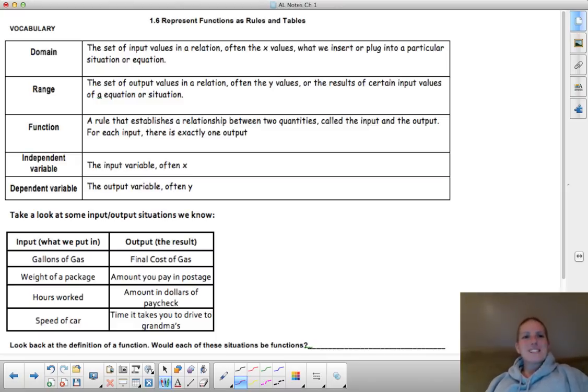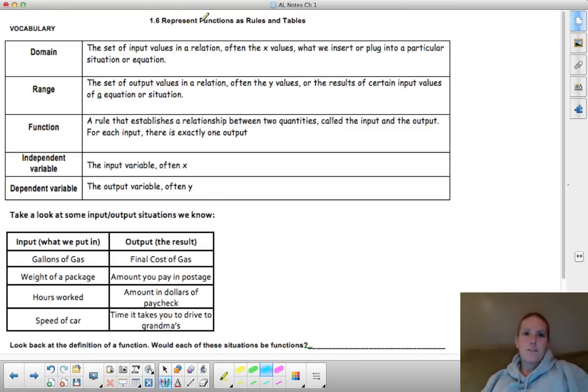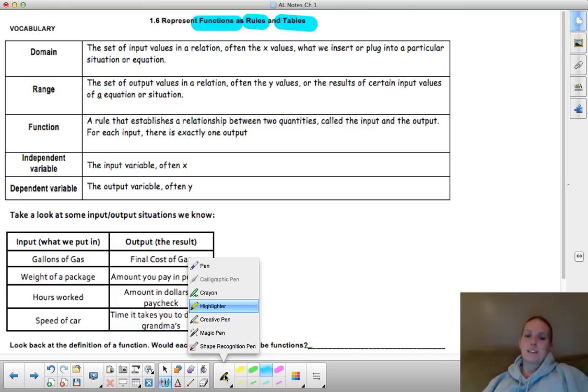All right, let's talk about section 1.6. This is one of my favorites. We're getting into the things that I really, really like about algebra. And that's the idea of moving and talking about functions as rules and tables, which means we're really getting into talking about them as rules, tables, and graphs. But graphs won't come till section 1.7.